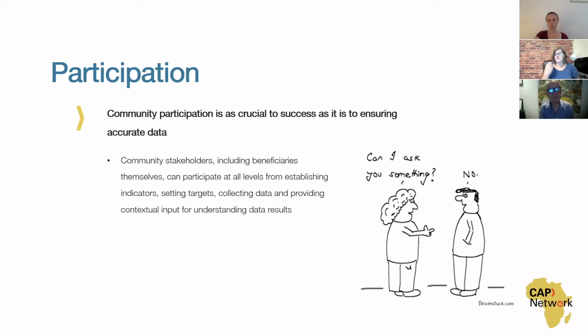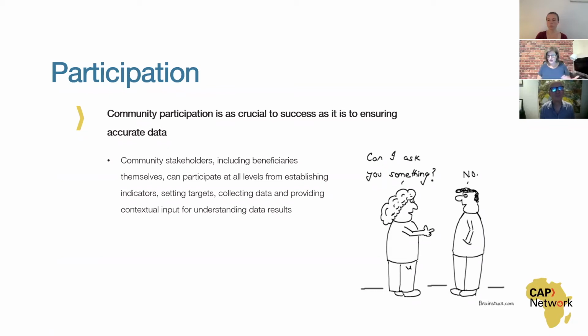And then, of course, this communication piece, which we've touched on all the way through. But community, I just really want to drive it home. Community participation is really crucial to success, and it's crucial to ensuring that you get accurate, reliable data. They can participate in all aspects of your monitoring and evaluation plan, from defining what success looks like and informing indicators, to helping you to assess what achievable, realistic targets might be, to providing the data that you need against those targets, to providing feedback and input and stories and context that helps you to understand the data.